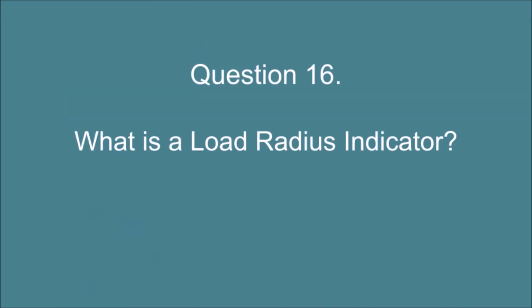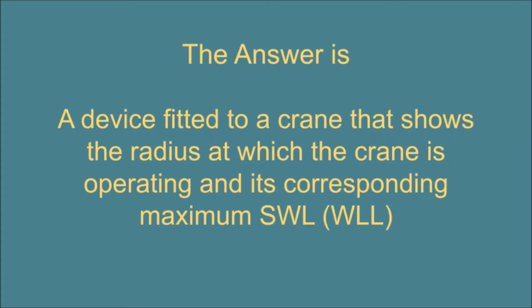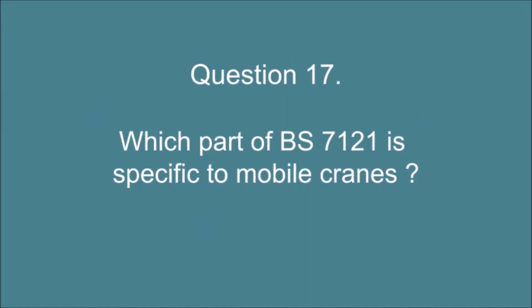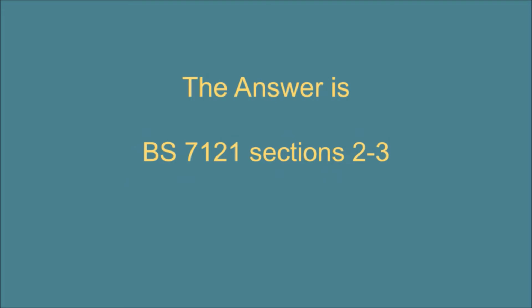Question 16. What is a load radius indicator? The answer is a device fitted to a crane that shows the radius at which the crane is operating and its corresponding maximum SWL, WLL. Question 17. Which part of BS 7121 is specific to mobile cranes? The answer is BS 7121 sections 2 to 3.